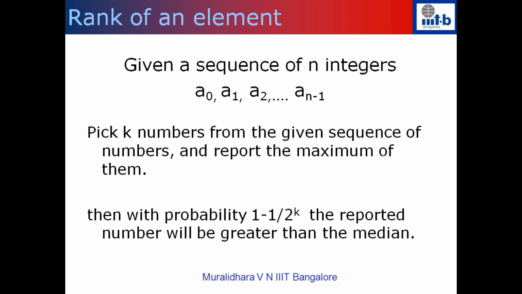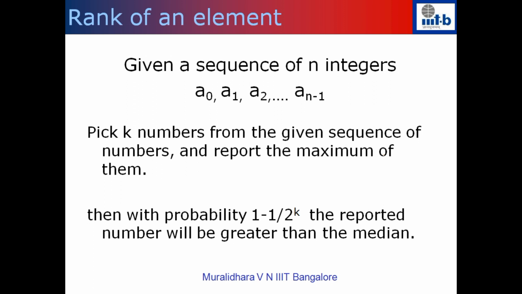What I do is pick k numbers uniformly at random and report the maximum of them. If at least one of them is greater than the median, then obviously the maximum will be bigger than the median. So from the previous slide, if I pick k numbers and keep track of only the maximum number and report it, then with probability 1 minus 1 by 2 to the power k, whatever the algorithm reports will be a number which is greater than the median.